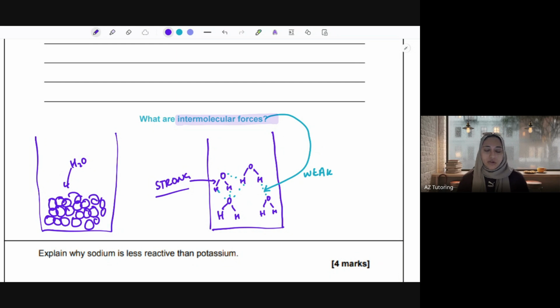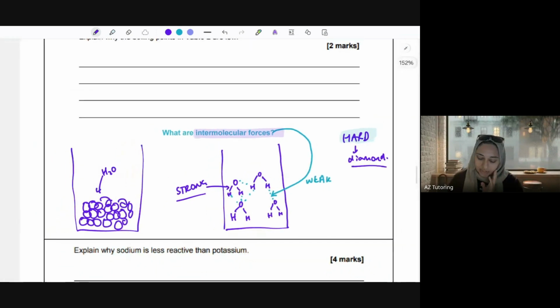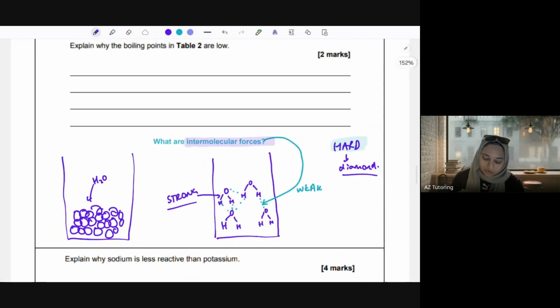So like in diamond, you've got carbon bonded to 4 of the carbons, which is bonded to 4 of the carbons, which makes diamond really hard. So that's diamond. With diamond in particular, make sure you say the word hard. They don't accept the word strong in the mark scheme, unfortunately. So yeah, just wanted to differentiate the difference between a strong covalent bond and a weak intermolecular force.